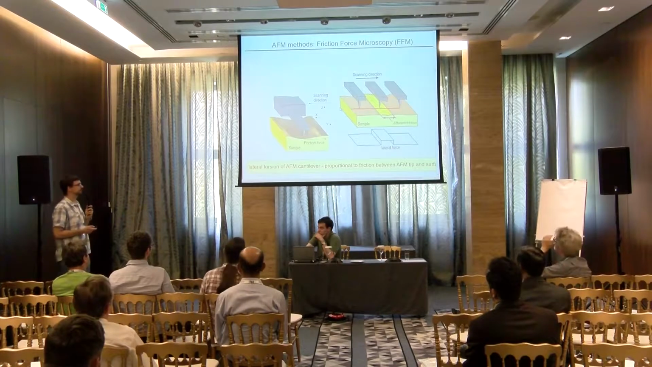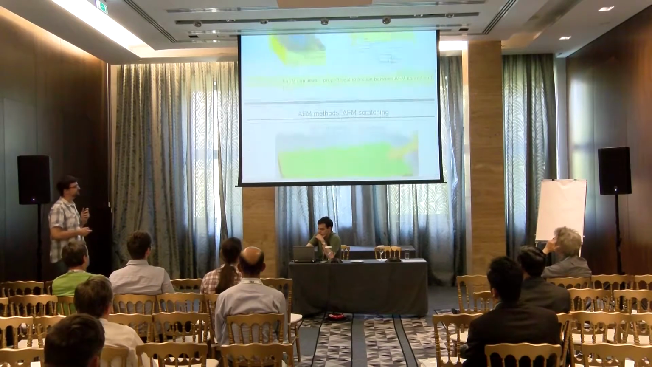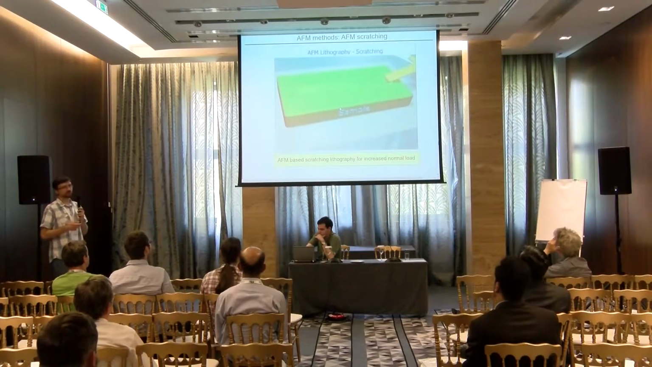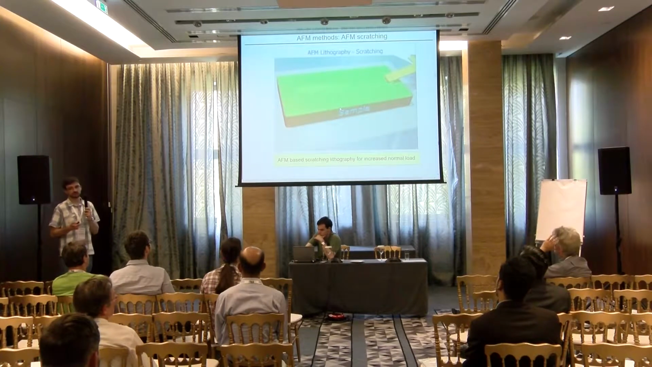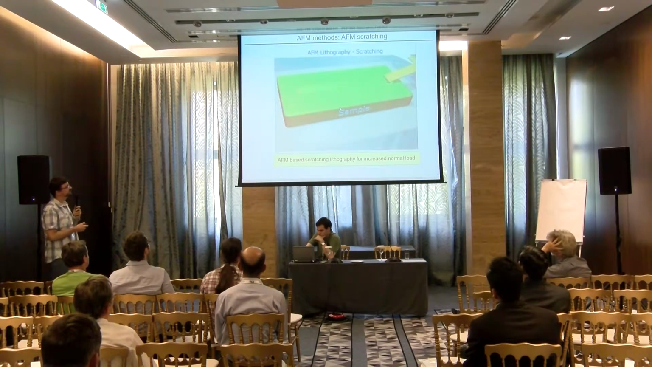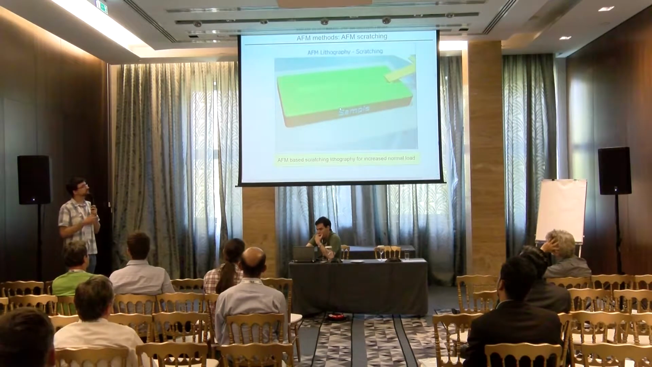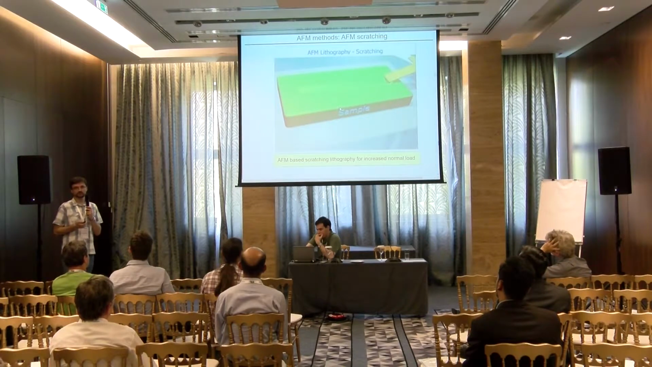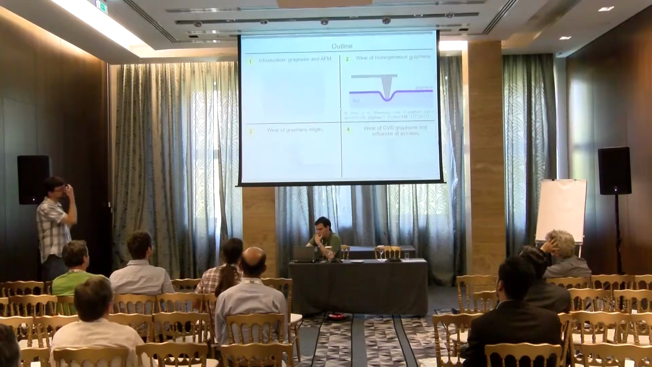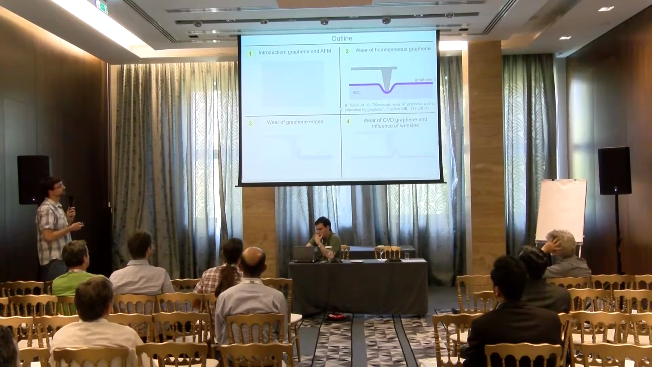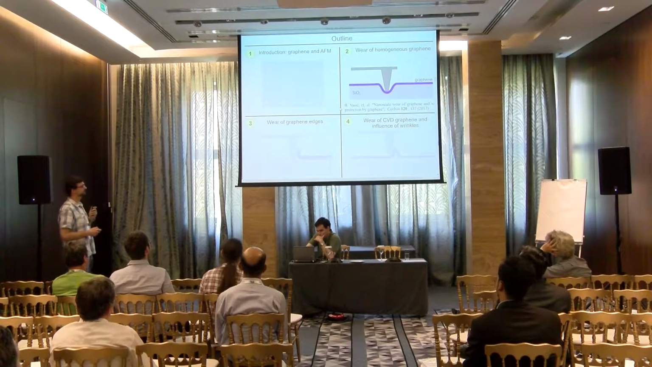If we further increase the normal load, we will not image our sample, but we can make, for example, a straight trench in the surface. This technique is very useful in order to study wear at the nanoscale. So the first topic is wear of homogeneous mechanically exfoliated graphene.